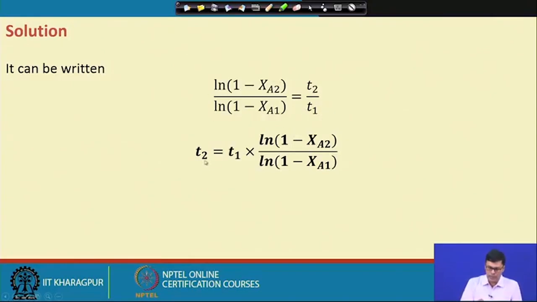And then we have the expression for T2. What is the expression for T2? T2 equal to T1 into ln(1 minus xA2) by ln(1 minus xA1). This is another expression that we have. Now, we know at T1 what the xA value is, and we want to know what time is required for 75% conversion. We can just put in the values and get the result.